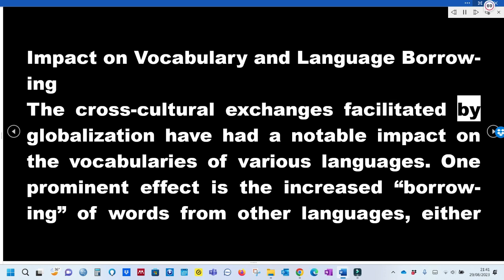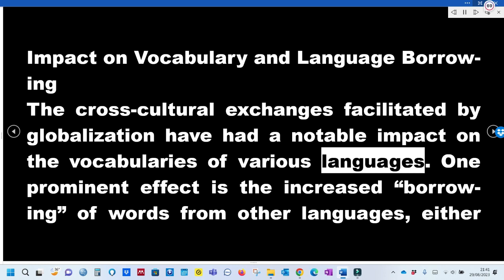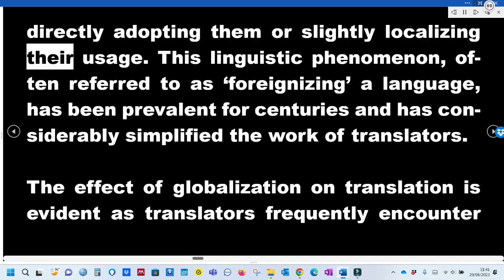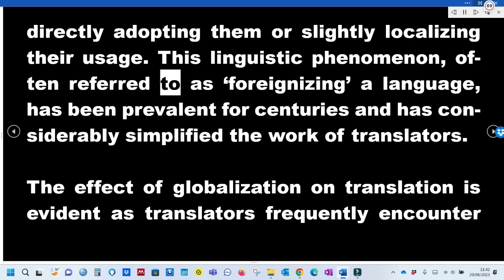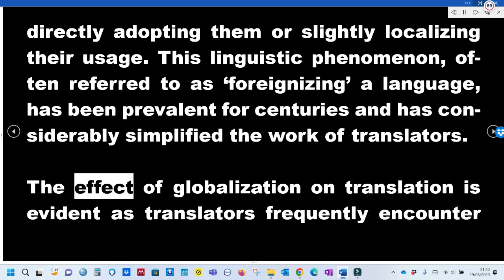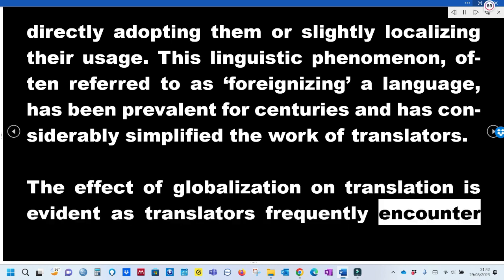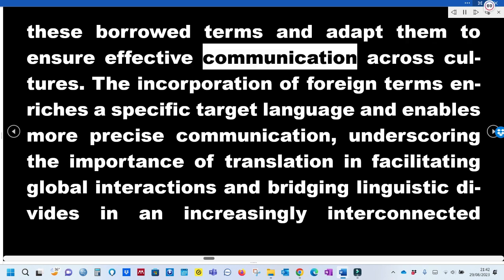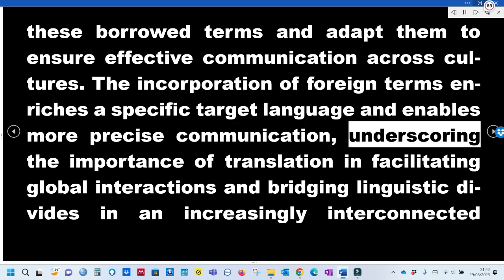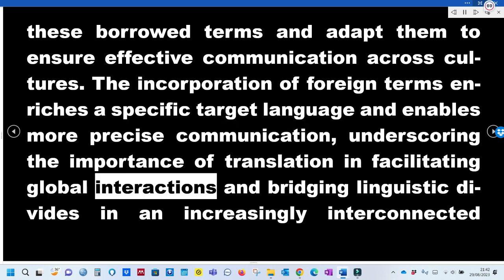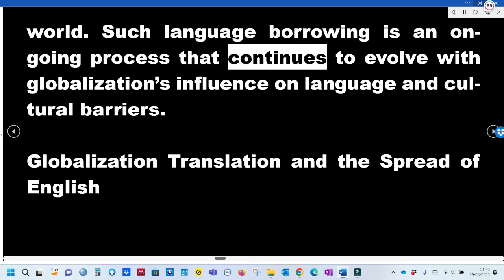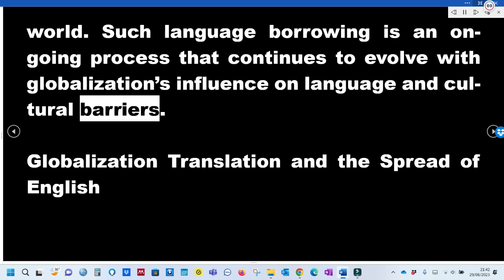Impact on vocabulary and language borrowing. The cross-cultural exchanges facilitated by globalization have had a notable impact on the vocabularies of various languages. One prominent effect is the increased borrowing of words from other languages, either directly adopting them or slightly localizing their usage. This linguistic phenomenon, often referred to as foreignizing a language, has been prevalent for centuries and has considerably simplified the work of translators. Translators frequently encounter these borrowed terms and adapt them to ensure effective communication across cultures. The incorporation of foreign terms enriches a specific target language and enables more precise communication, underscoring the importance of translation in facilitating global interactions and bridging linguistic divides in an increasingly interconnected world. Such language borrowing is an ongoing process that continues to evolve with globalization's influence on language and cultural barriers.